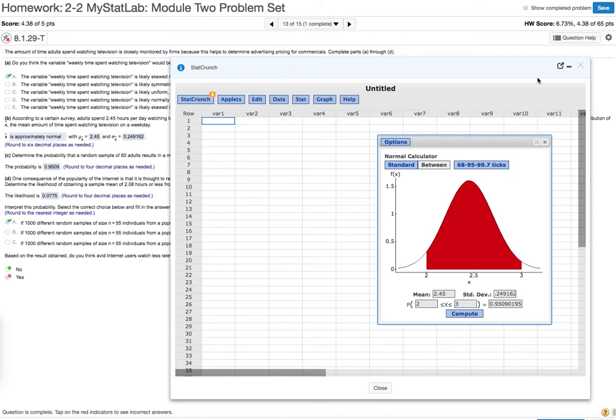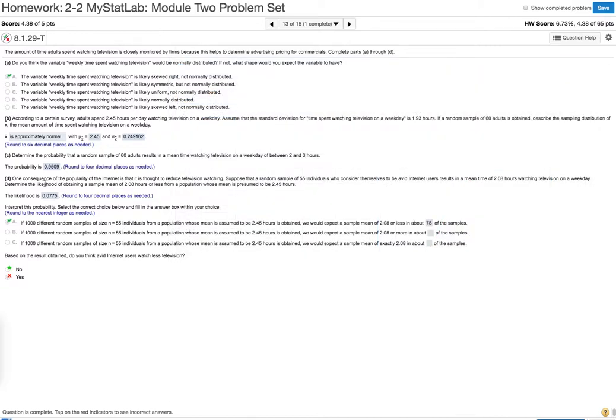And then the next thing that we're going to look at is one consequence for Part D of the popularity of the internet is that it is thought to reduce television watching. Suppose that a random sample of 55 individuals who consider themselves to be avid internet users results in a mean time of 2.08 hours watching television on a weekday. So determine the likelihood of obtaining a sample mean of 2.08 hours or less from a population whose mean is presumed to be 2.45 hours.